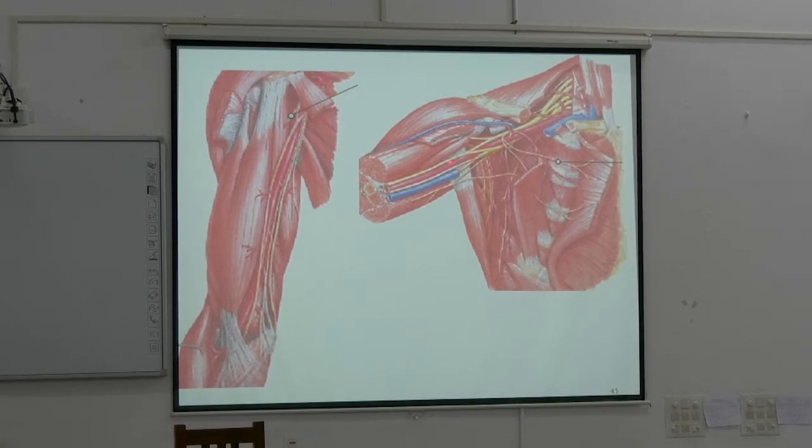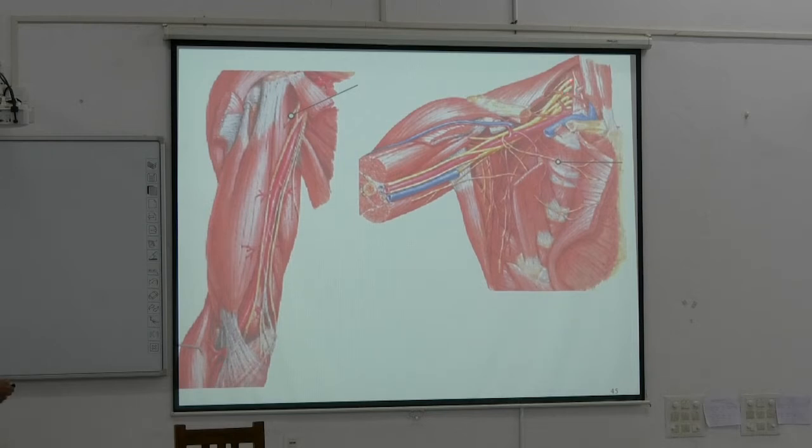Because the median nerve is formed from the contributions of the two cords, the lateral cord and the medial cord, both contributing to form the median nerve. So we call them the lateral root of the median nerve and the medial root of the median nerve, joining and forming the median nerve. So this is what we have done. Now this is the formation.